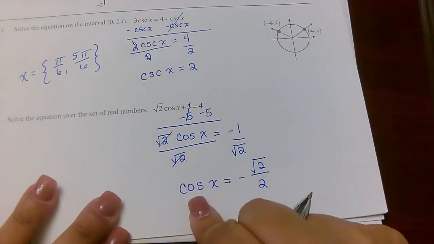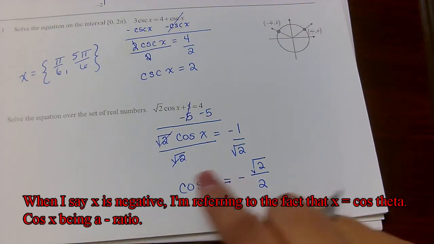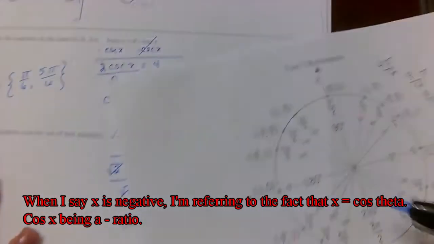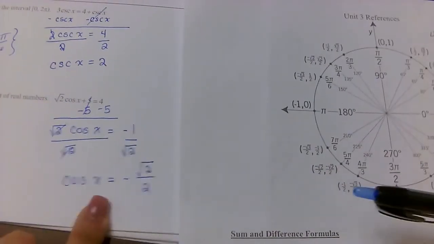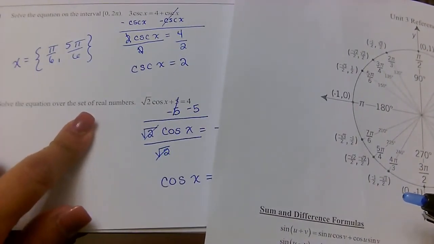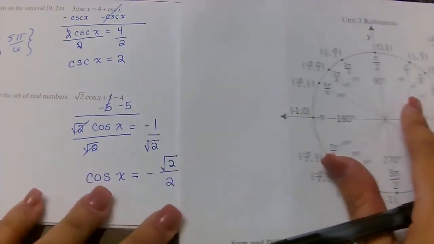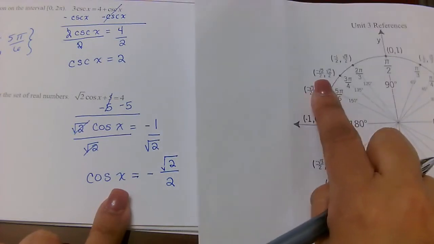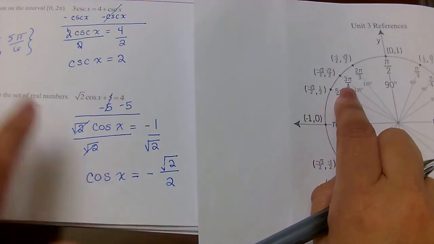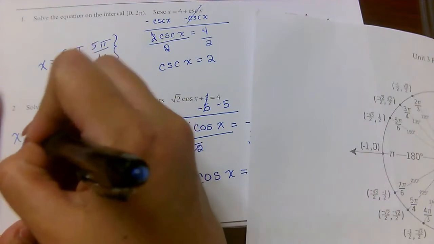Okay, remember cosine is your x value, so if I go to the unit circle, I'm looking for cosine, or x, to be negative. X is negative in quadrants 2 and 3. So what does x have to be? Okay, here it does not state if it needs to be in degrees or radians, so either answer would be correct, but we're going to go ahead and use radians. So since x is negative square root of 2 over 2 here, our very first angle is going to be 3 pi over 4. Okay, so x can be equal to 3 pi over 4.